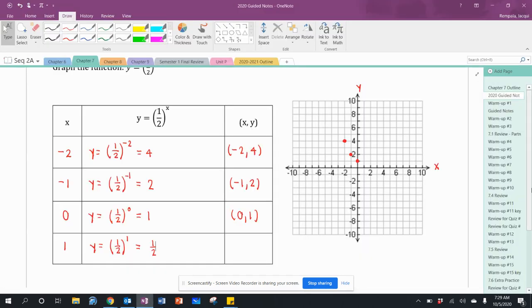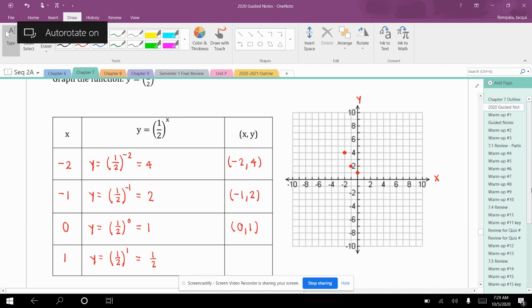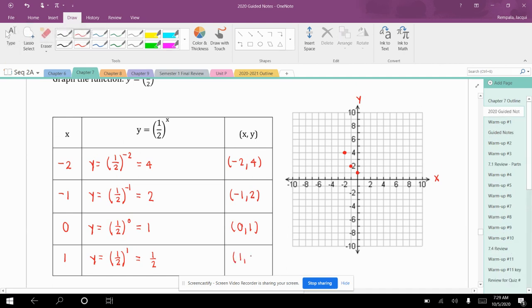Okay, hopefully you'd be able to see 1/2 very easily on a graph. It's going to be halfway between two numbers. But the ordered pair is 1 and then 1/2. So I go over 1, and then in between 0 and 1, which is halfway there, I can plot my point.